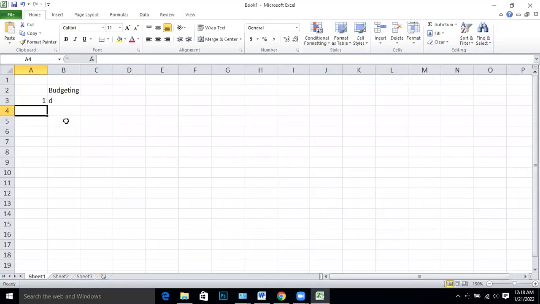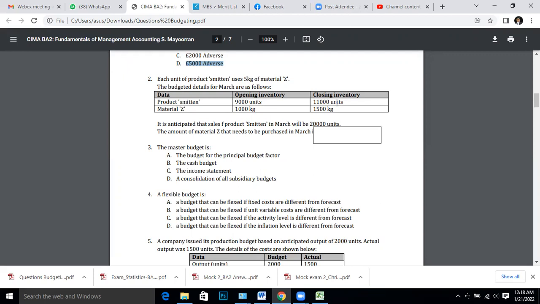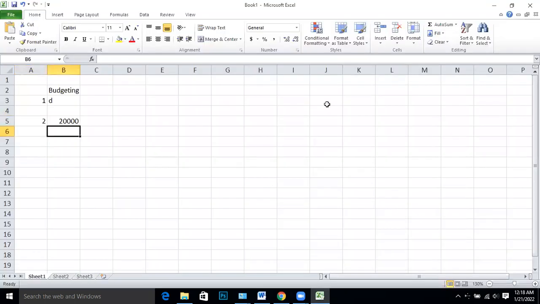Sales 20,000 units. Opening stock, closing stock. Closing stock of finished goods. Smitten is the finished good. 11,000 is the closing stock. Opening stock 9,000. So production has to be 22,000 units. This is the production budget.